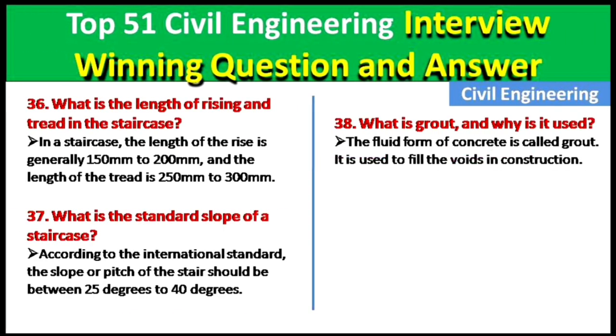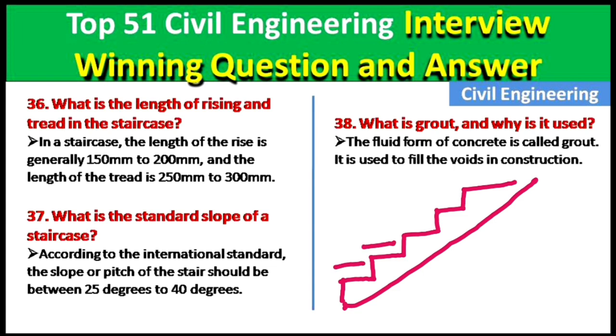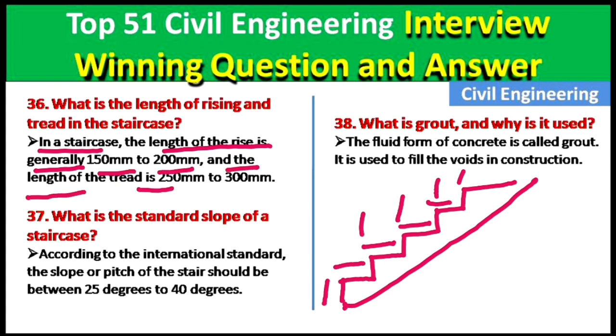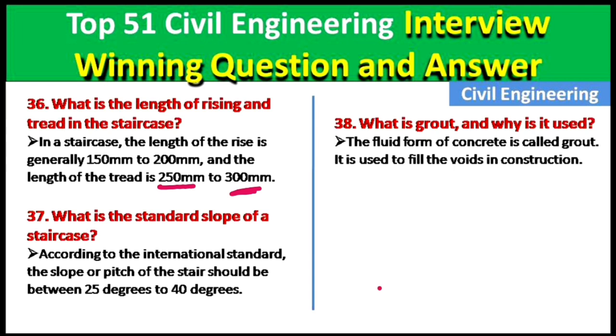So point number 36 is what is the length of riser and tread in the staircase. Guys, if we construct a staircase, then we have to provide it like this. In a staircase, this part is known as the tread, and the vertical part is known as the riser. In a staircase, the length of the riser is generally 150 to 200 mm, and the length of the tread is how much? 250 to 300 mm.